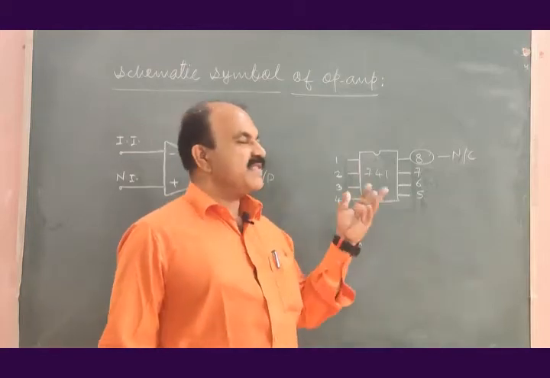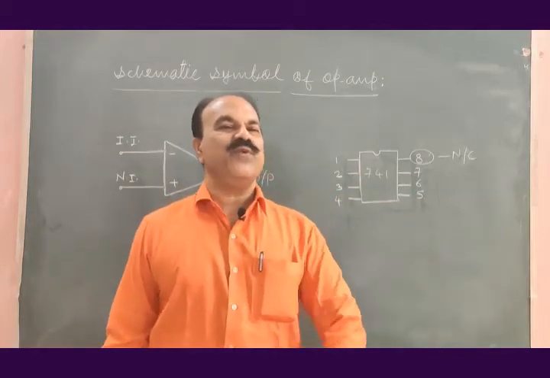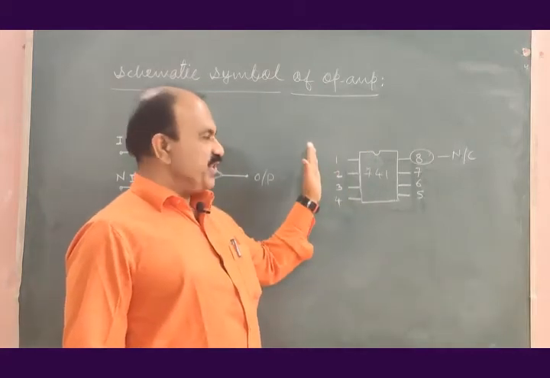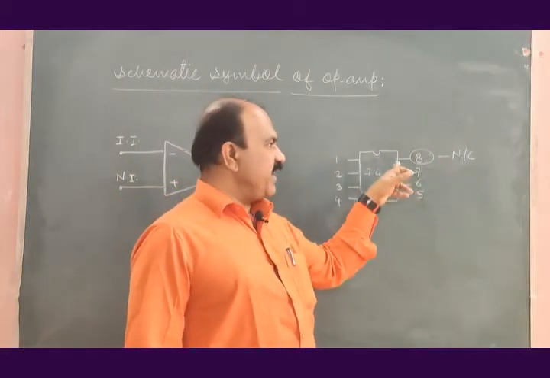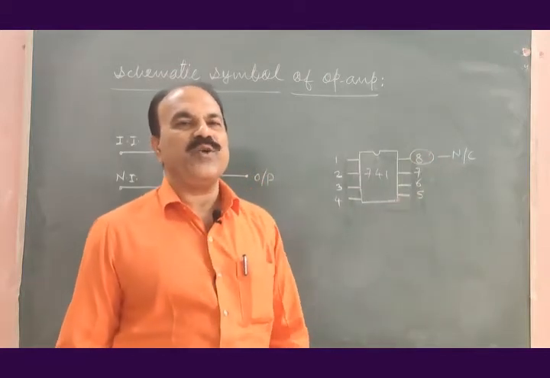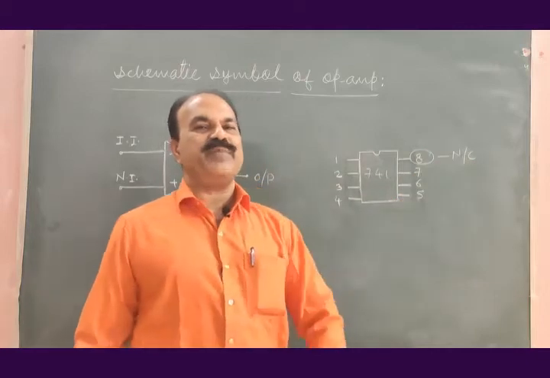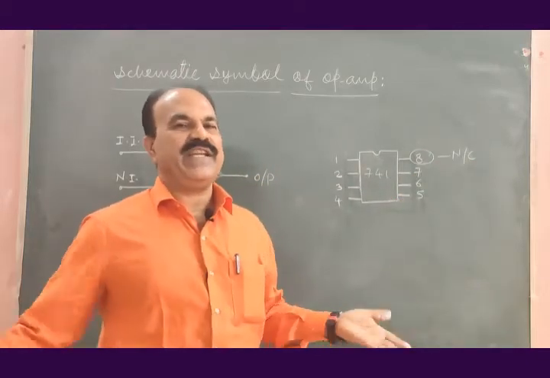Only 7 pins are required for IC 741. But for symmetry, 4 pins this side, 4 pins this side, this 8th pin is taken out by the manufacturer. It is NC, no connection pin. It is not to be used anywhere.